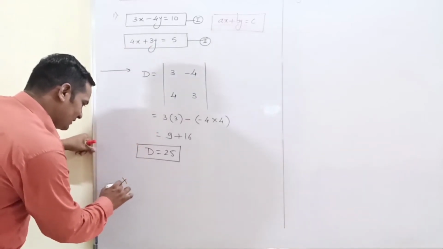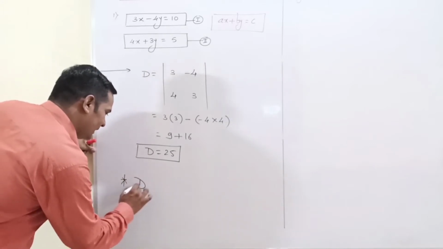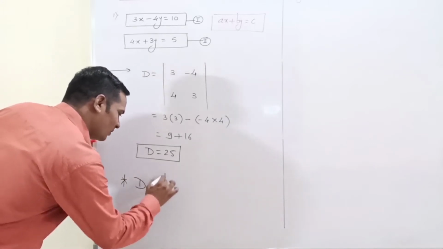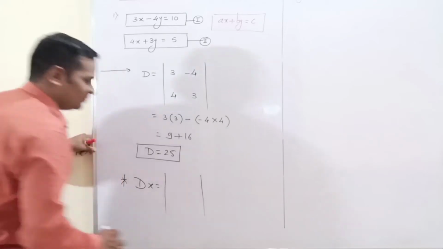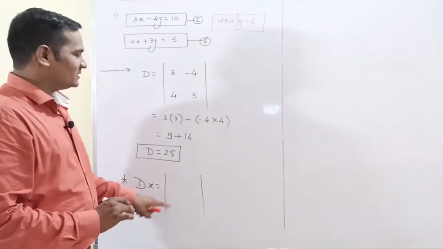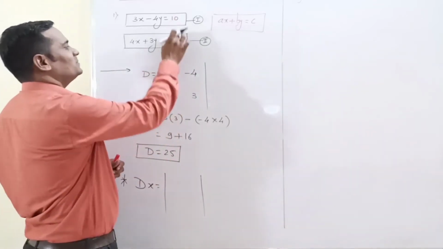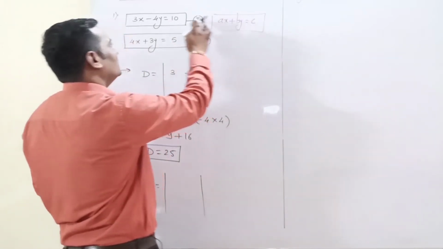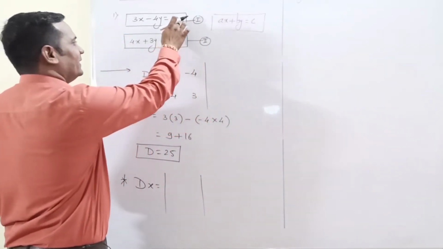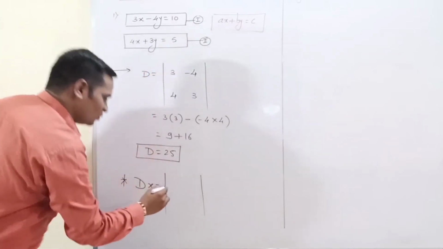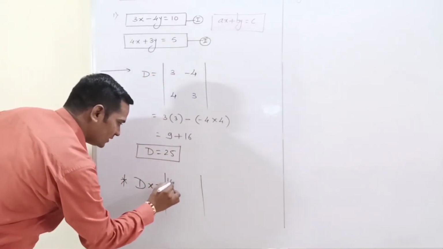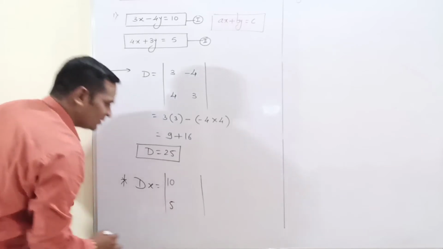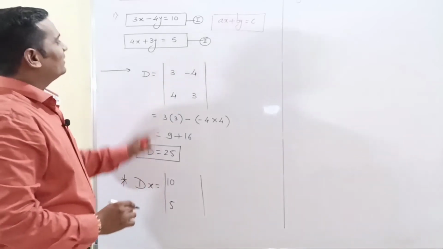Now the next thing is to find the value of dx. Again we have to take the determinant. In case of dx, we have to take the constants first of all. Look at this, that is the constant. So which is the constant? 10, and the second one is 5. So we can write 10 and 5 here, in a column.